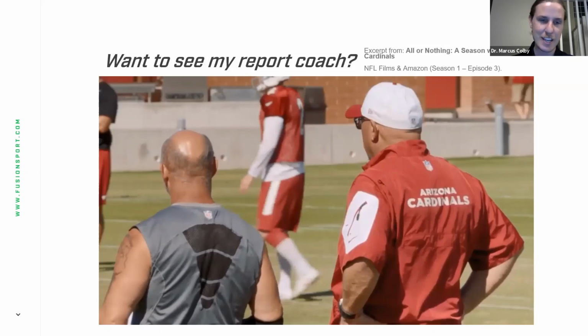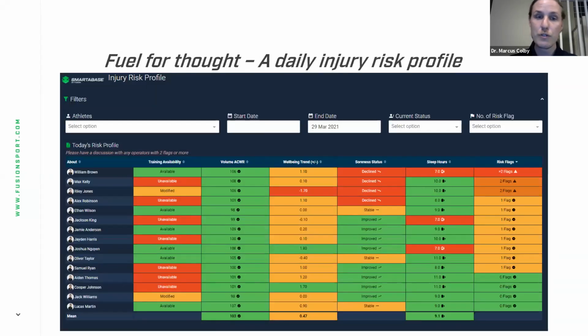And again, to reiterate that point, how do we best communicate that information to coaches? Are we speaking the right terminology? Are they truly understanding of what this data actually measures, and how we can really influence the program? So a nice little snippet I like to show occasionally. So I guess just some fuel for thought.